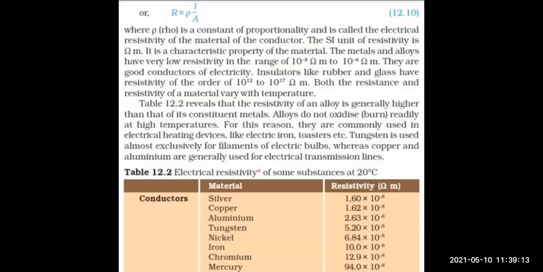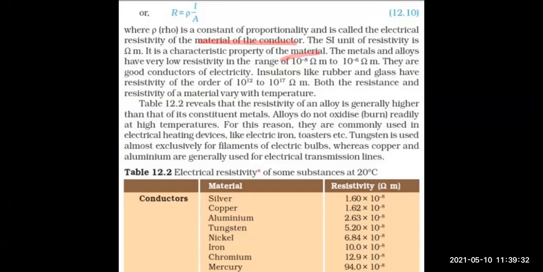So children, let's revise. Resistivity is the electrical resistivity of the material, which is denoted by the symbol rho or P, right? The SI unit of resistivity is ohm meter, and it is the property of the material. It depends upon the material, right, beta?